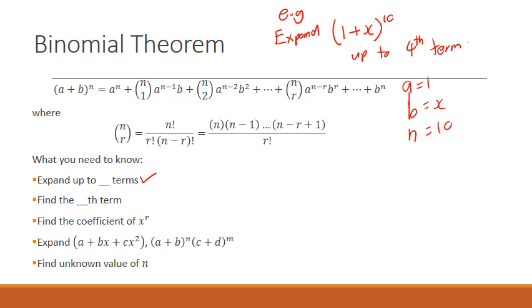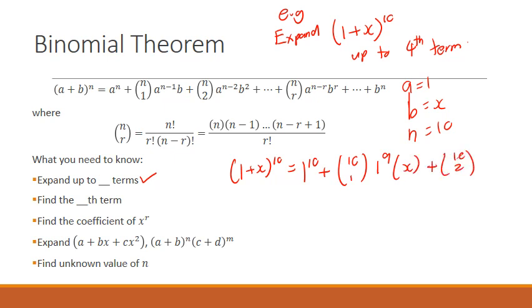So you will have 1 plus x to the power of 10 equals 1 to the power of 10 plus 10 choose 1, 1 to the power of 9 x, plus 10 choose 2, 1 to the power of 8 x to the power of 2, plus 10 choose 3, 1 to the power of 7 x to the power of 3. And of course, don't forget, after you finish your expansion up to the fourth term, first, second, third, fourth, you will have plus dot dot dot over here. Don't forget this.